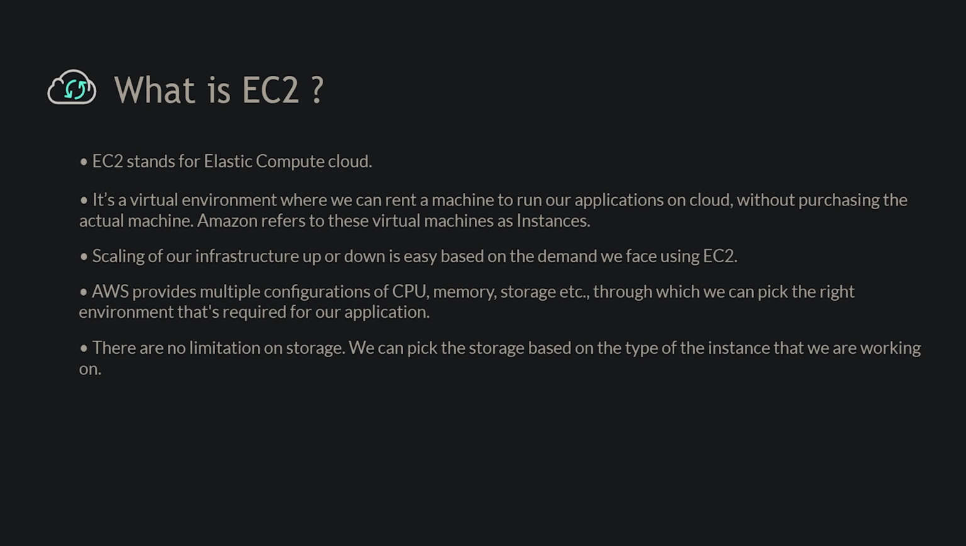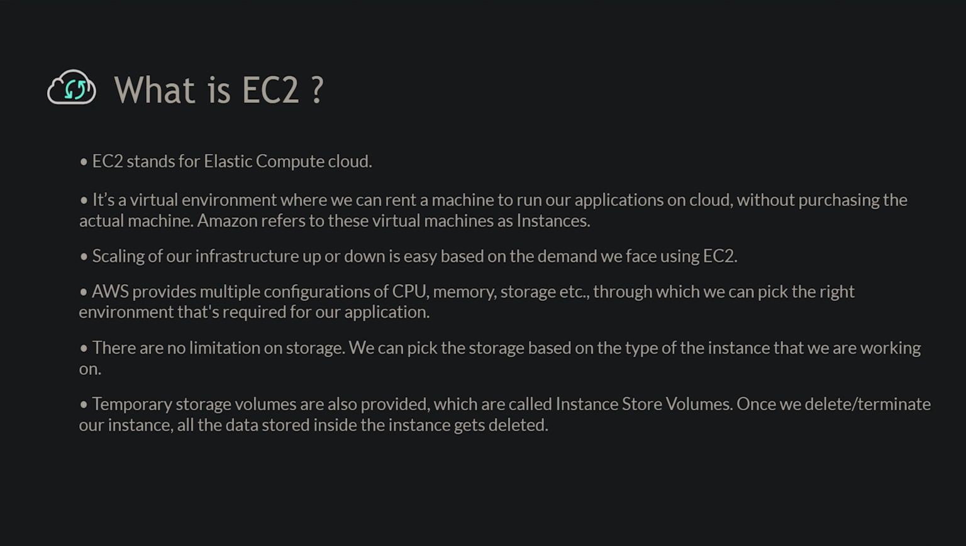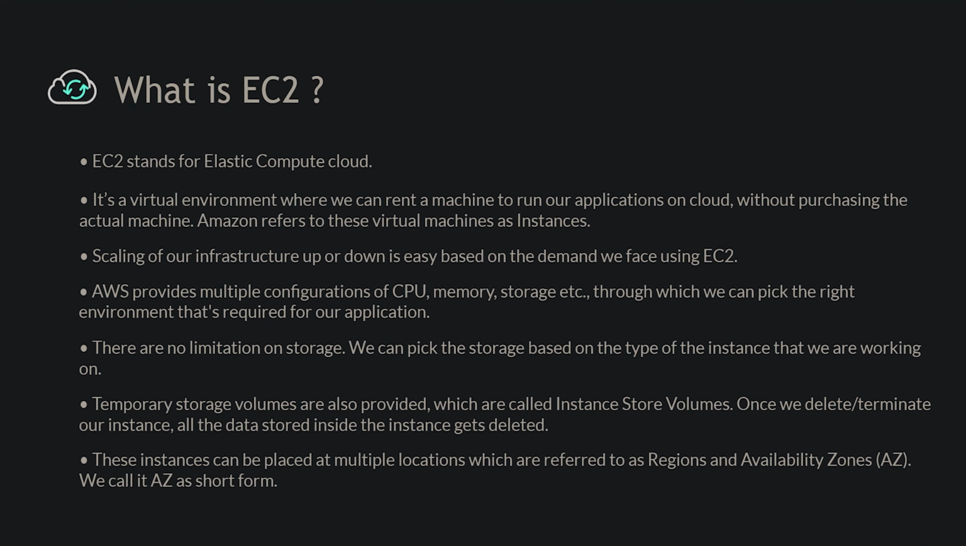And there is no limitation on AWS storage. We can pick storage based on the type of the instance that we are working on. For example, someday you are asking for 20 GB of data that you need to host there on EC2, or someday you might require 50 GB of data to store. So these are the situations that you need to consider while working with EC2s. And then temporary storage volumes are also provided, which are called instance store volumes. So how this works is basically once we delete or terminate our instance, all the data stored inside this instance gets deleted fully. These instances can be placed at multiple locations, which are referred to as regions and availability zones.